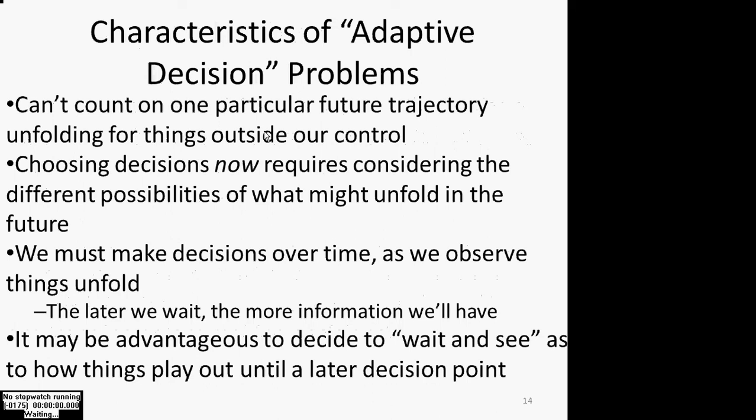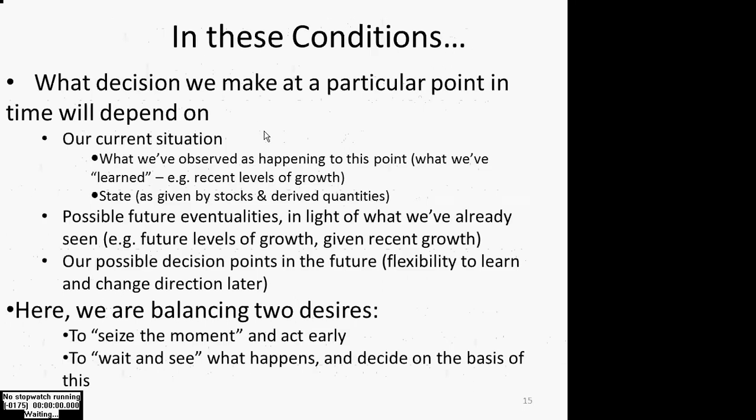Here, choosing decisions now requires considering these different possibilities and considering the fact that we're going to be re-examining this in a week's time. Here we need to make these decisions over time as things unfold, and it may be advantageous to wait and see often in the course of this, okay? So, if we need to make a decision at a current time, what is this going to depend on?